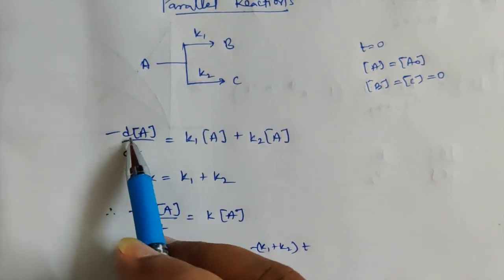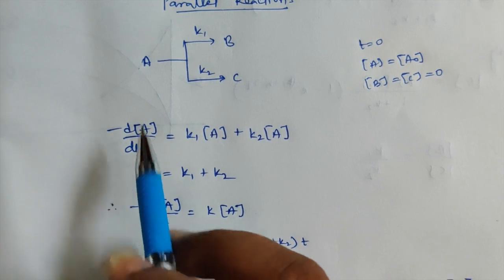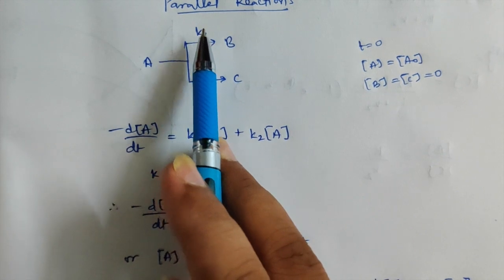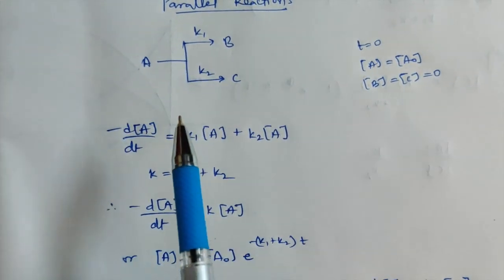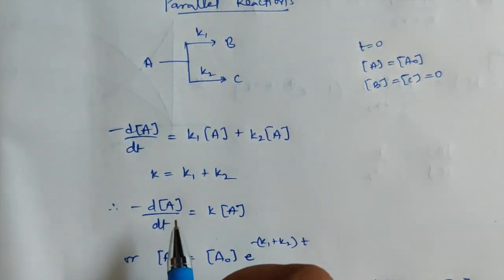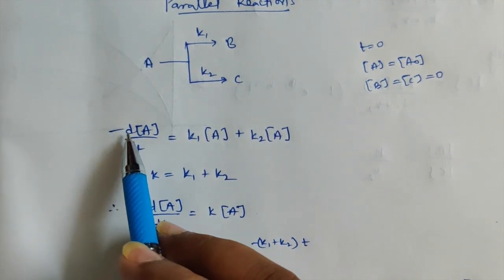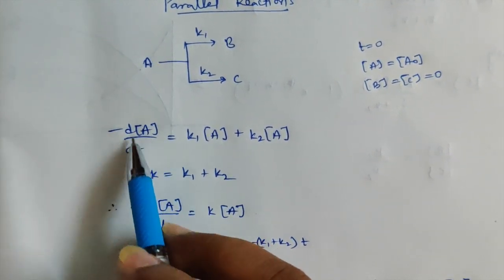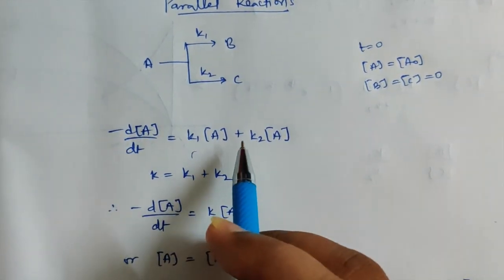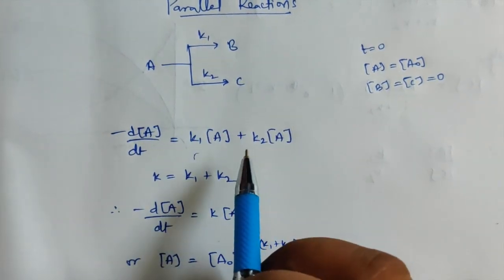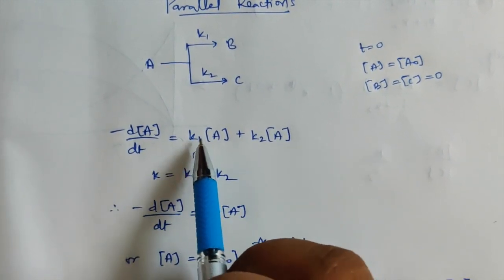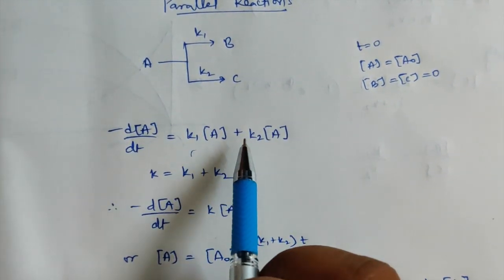Now talking about the rate of decomposition of A. The rate of decomposition of A depends upon the rate of formation of B and C both, and B is getting formed with rate constant K1, C is getting formed with rate constant K2. So if we write down the rate equation with respect to A, that means with respect to the reactant, we will write minus dA by dt, that is the rate of decomposition of A, equals K1A plus K2A. The negative sign tells you that A is getting decomposed, because it is the reactant. So this is how we write the rate equation.